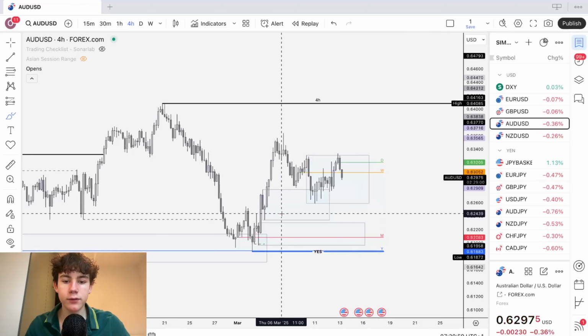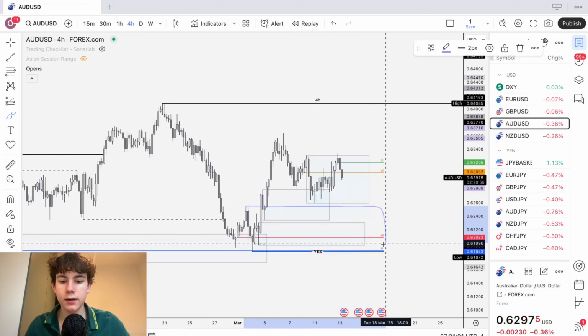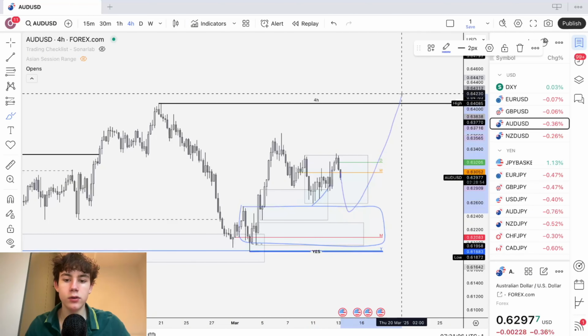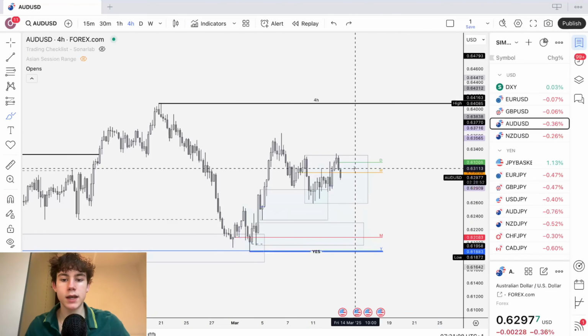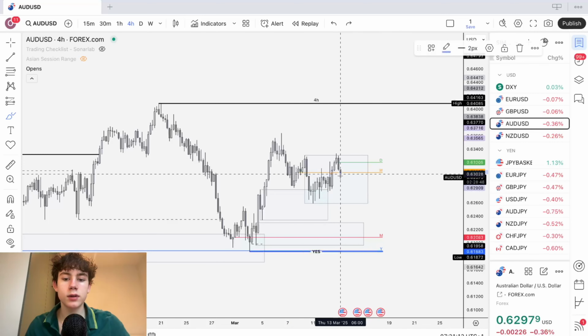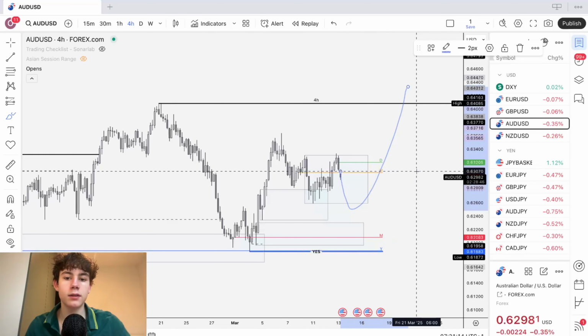But I'm still waiting for a daily demand to get taken or to get tapped and to take out the lows and then look at longs, because I don't want to step in at this moment in time when we still can swipe the lows first and then trade up higher.